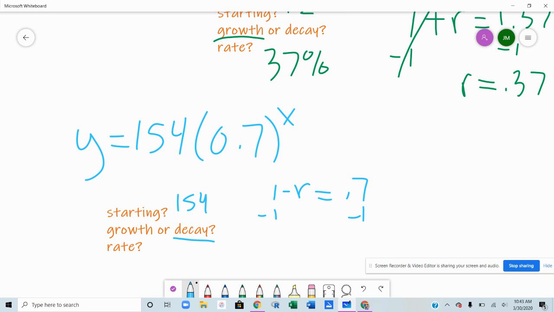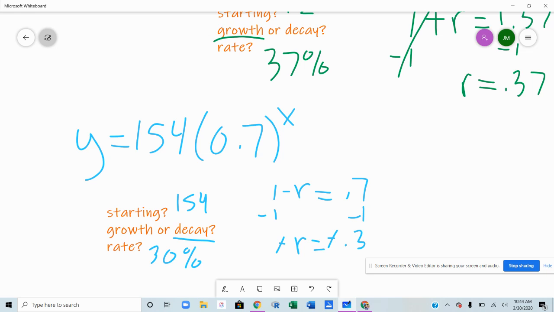Subtract your 1 from both sides, gives you negative r equals, and if you need a calculator to type in 0.7 minus 1, do so. You get negative 0.3. Both negatives cancel out though, which leaves you with just 0.3. Move that decimal 2 places. 1, 2. So 0.3 is 30%, is your rate.